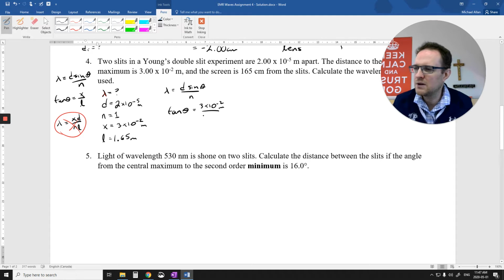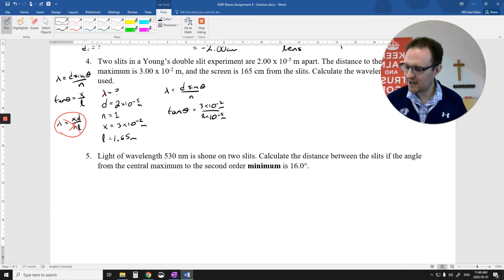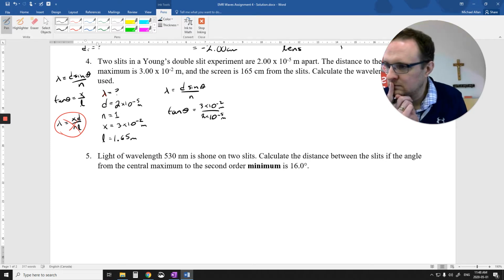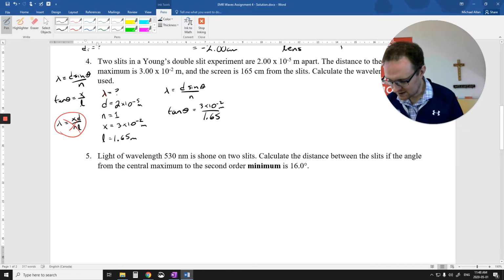You would always do this step anyway to make sure that the angle is an appropriate size, because you could use the bottom formula if the angle is small enough, but I don't know if it is small enough yet. So I'm going to type this in my calculator, and go tan inverse to find my angle. Oh, sorry, x over L, my bad. I had the x in the right spot, but my L is 1.65. Now I'm going to go tan inverse of that, so that makes more sense.